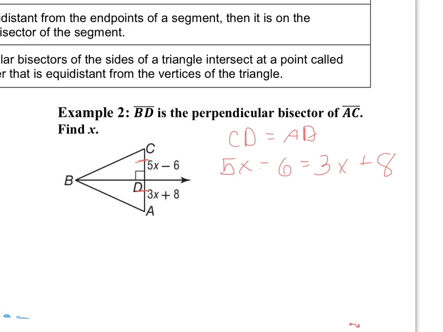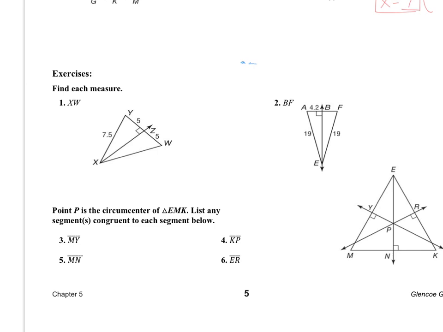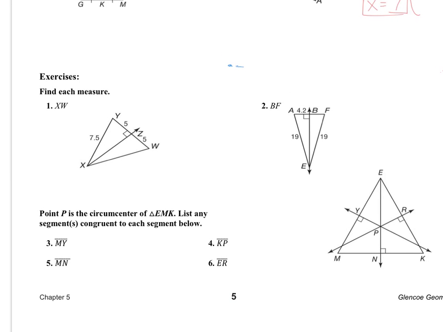And then we can solve for x there. So I'm going to subtract 3x from both sides, which gives me 2x. And then I'm going to add 6 to both sides, which gives me 14. And so x equals 7 when I divide by 2. And that's what I wanted. I wanted to find x. You kind of have to be careful because sometimes you want x and sometimes you want the length of one of the segments. So what you need to do then is you have the rest of the exercises to complete there. You have to find some missing measurements.